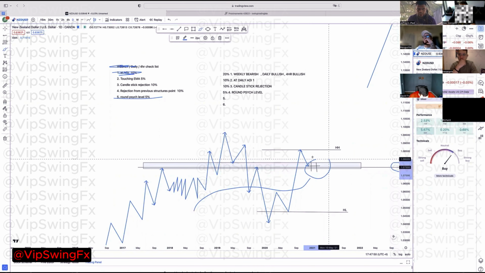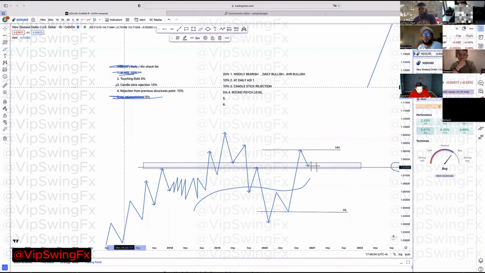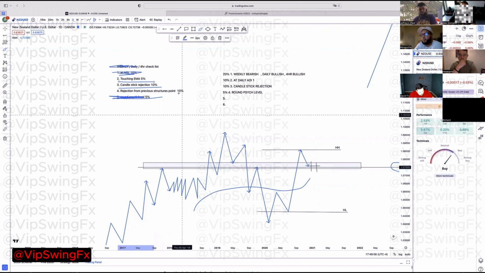We're just zooming in on this, so that doesn't make a difference. So this isn't valid for it. So all we can have, and then we're obviously not rejecting, I mean, no, we could be rejecting from the previous structure, which we'll get into tomorrow. We can have a candlestick rejection, and then we can have it touching the EMA.